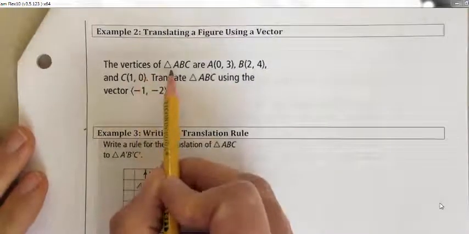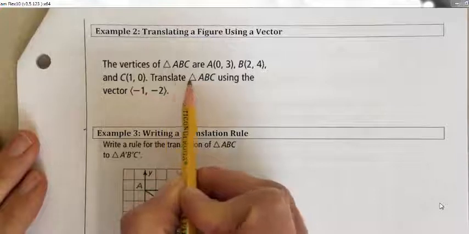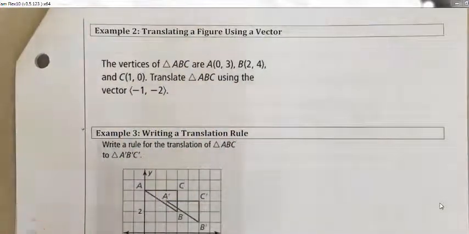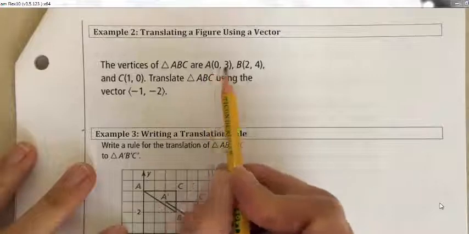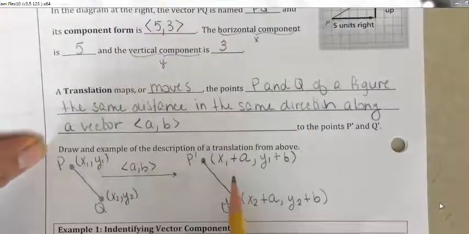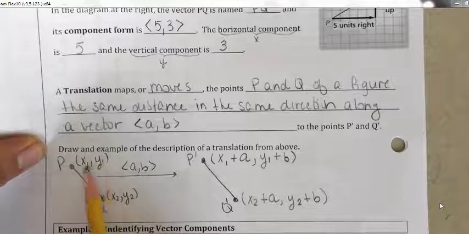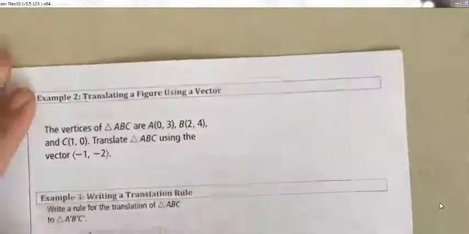The vertices of triangle ABC are these 3 vertices. We're going to translate triangle ABC using this vector. Now, yes, you can graph this, but you also don't necessarily need to. You can actually find the coordinates of A prime, B prime, and C prime just by doing what we did in this past definition here, right? I can take that vector and add it to the x and y coordinates and get my new coordinates. So that's what I'm going to do for this one, because I didn't give us a graph.